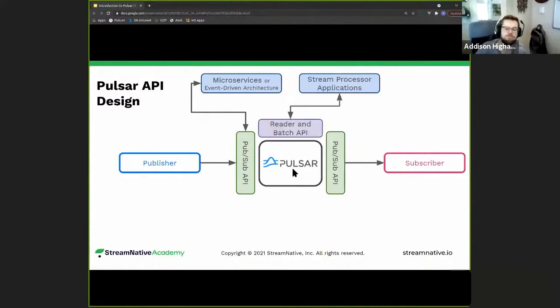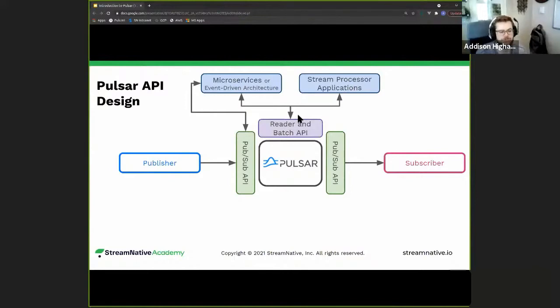But additionally, Pulsar has some additional capabilities in our reader and batch APIs. These APIs are slightly lower level and provide more flexibility. For example, the ability to individually control your position in reading a stream of data, as well as our batch API that allows you to read from the underlying storage directly, so you can read your data in bulk. That's really ideal for stream processor applications, things like Flink, Spark, etc. Certainly it can also be used for microservice event-driven architecture as needed.